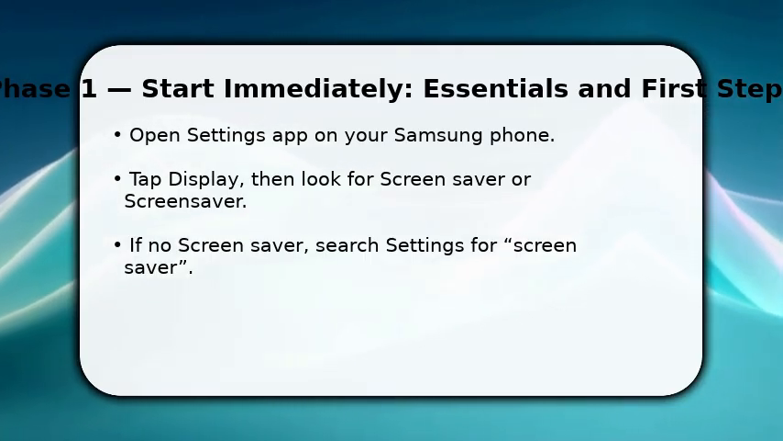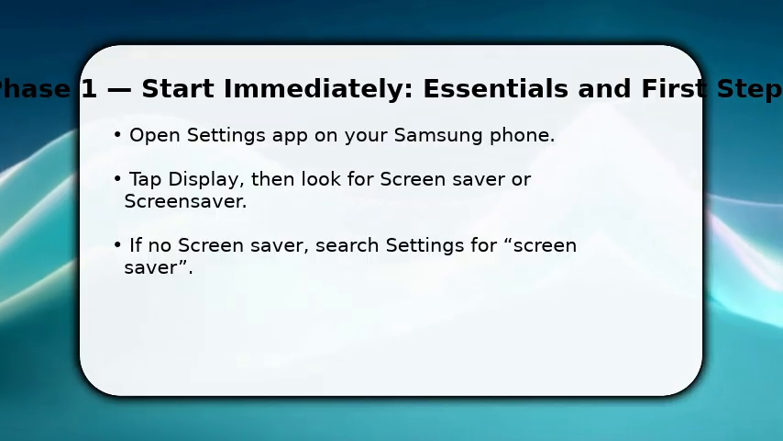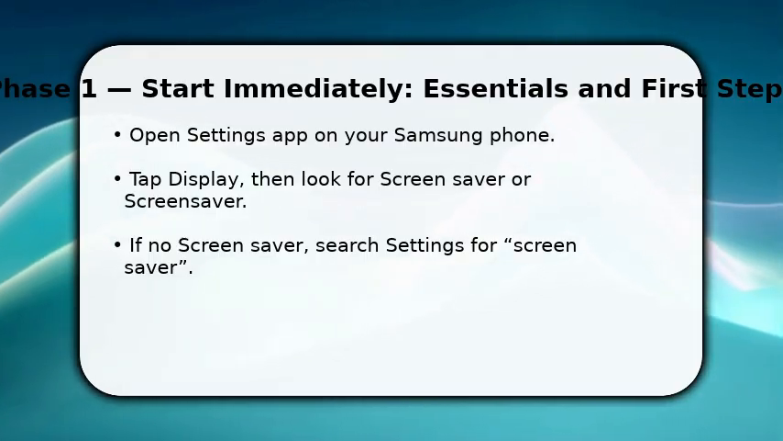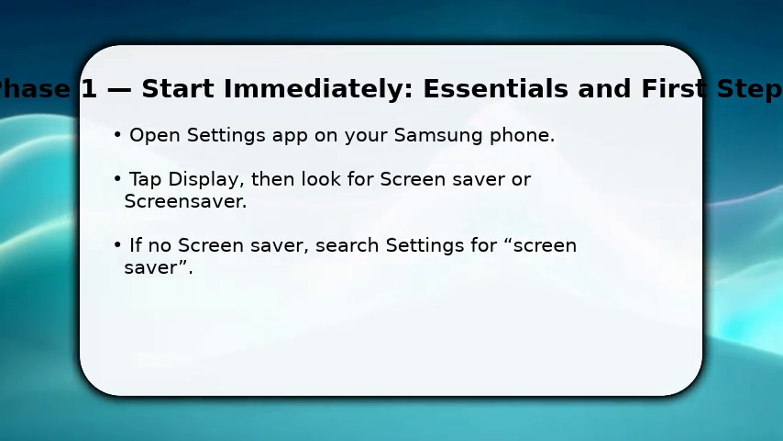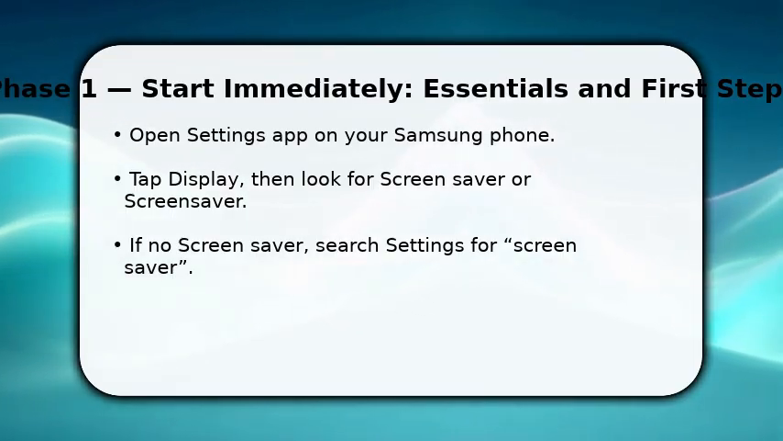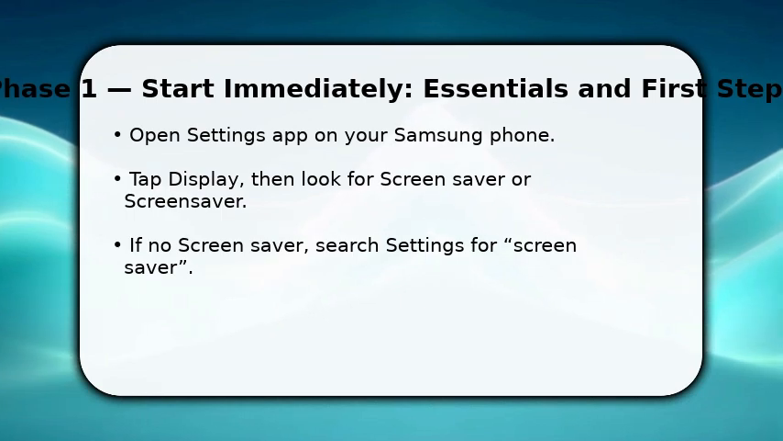You're doing this to stop automatic image playback and save battery, and to prevent accidental wake events. Make sure your phone is unlocked and on Wi-Fi or mobile data isn't required. Once you see the Screensaver screen, you're ready for the next step.